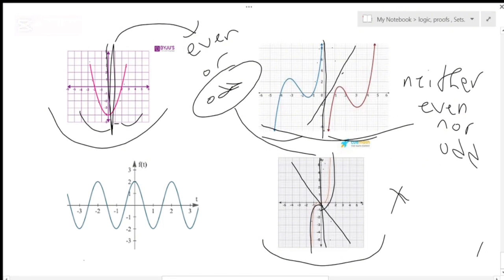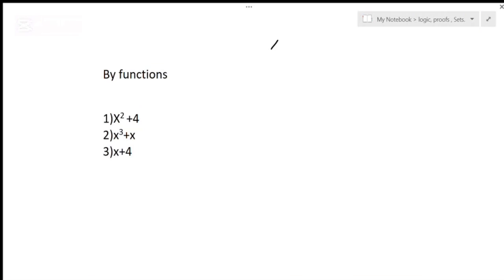In the last function, as you see, there is symmetry on the y-axis. If we take a point on the left and take it to the right, we see there is a symmetry, then it's an even function. That's what we saw by graph.